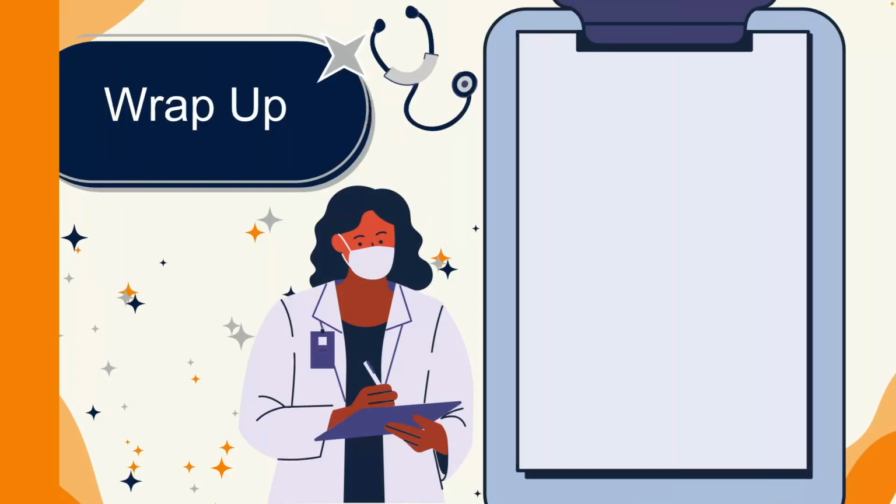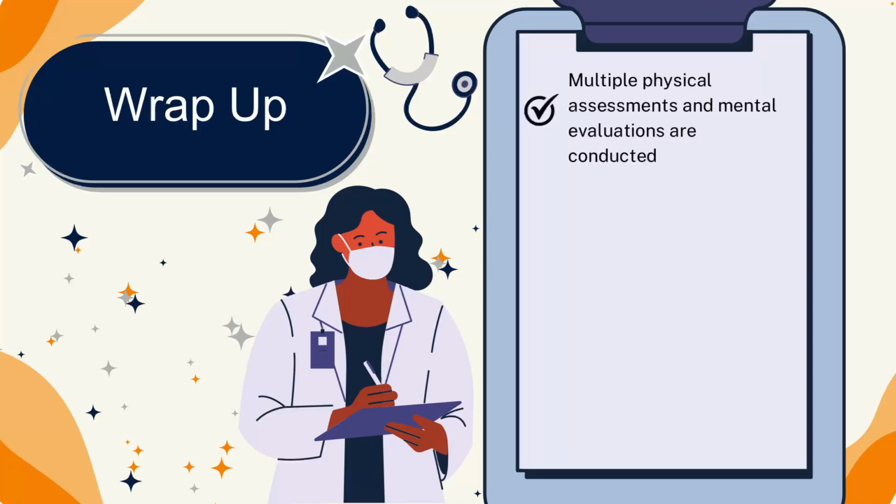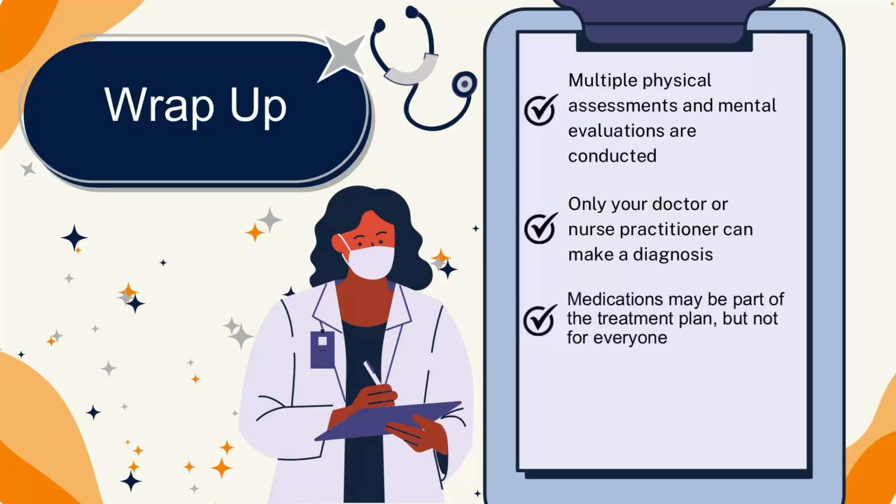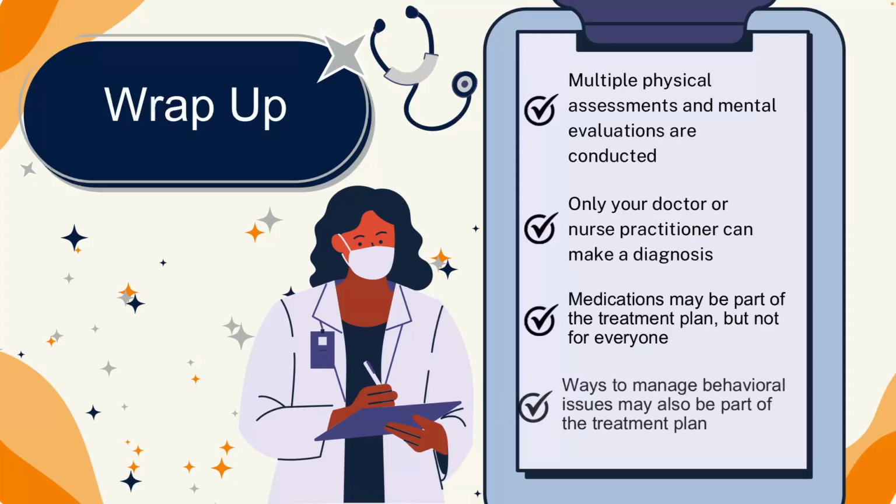Let's wrap things up. Multiple physical assessments and memory and thinking evaluations are conducted before your doctor or nurse practitioner can make a diagnosis of Alzheimer's disease or related dementia. Work with the person living with dementia's care team to develop a treatment plan. Medications may be part of the treatment plan, but this may not be the case for some. Ways to manage behavioral issues should also be part of the treatment plan created with the healthcare team.